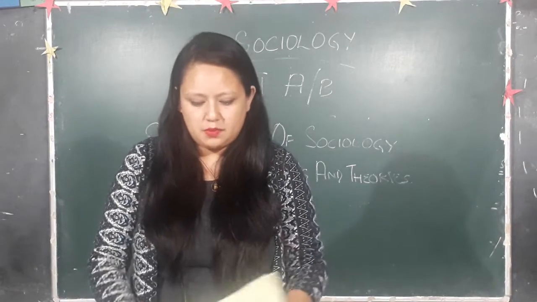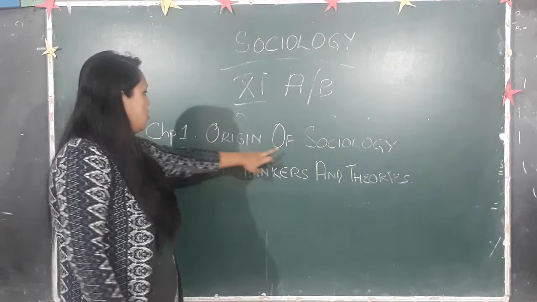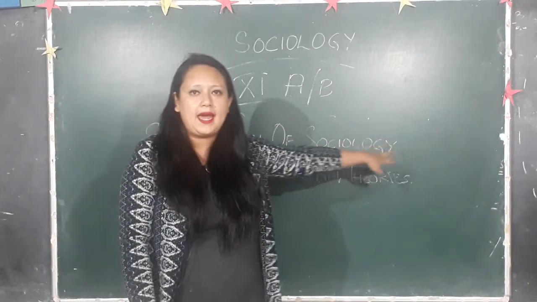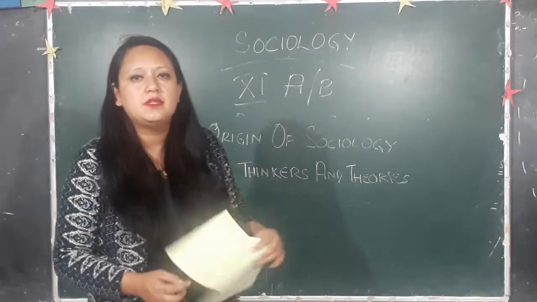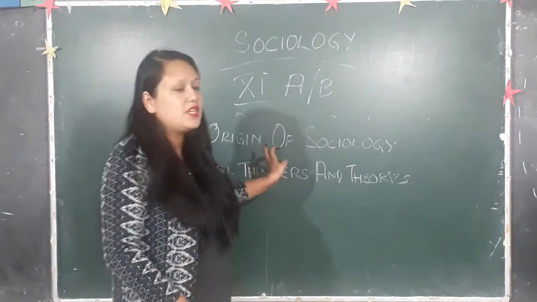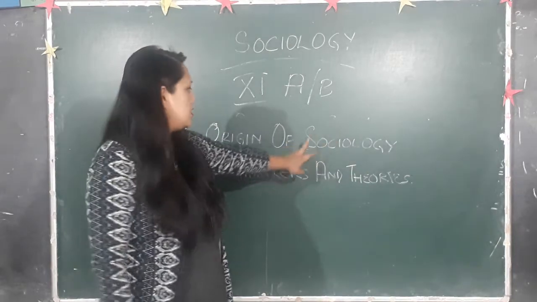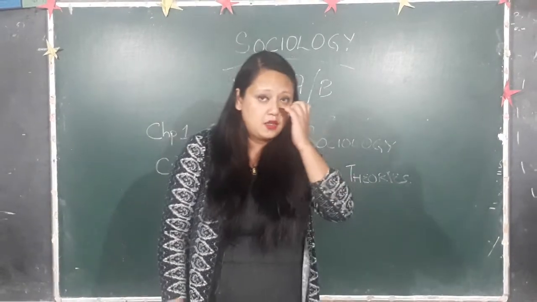Now, today we shall be starting off with the first chapter, Origin of Sociology. In the book, it is given as Origin of Sociology and Anthropology, alright? But because of the lockdown, the syllabus has been reduced. So, you do not have to do anthropology, you just have to do the origin of sociology. So, today under this topic, we shall be doing classical thinkers and their theories.